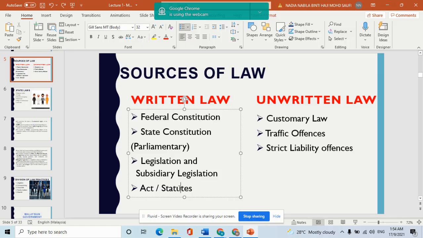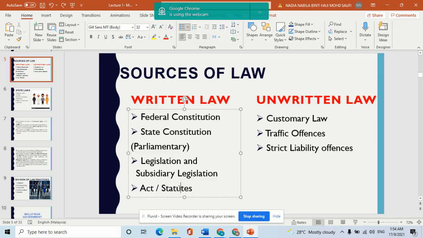Unlike the unwritten law, something which derives from your custom, turun temurun, the history of your family, traffic offenses, as an example here, something which we cannot describe. Each situation is different. Therefore, the law needs to be governed according to each situation, as well as strict liability offenses. So let's go through one by one to the unwritten law. Strict liability offenses, before we proceed to written law.